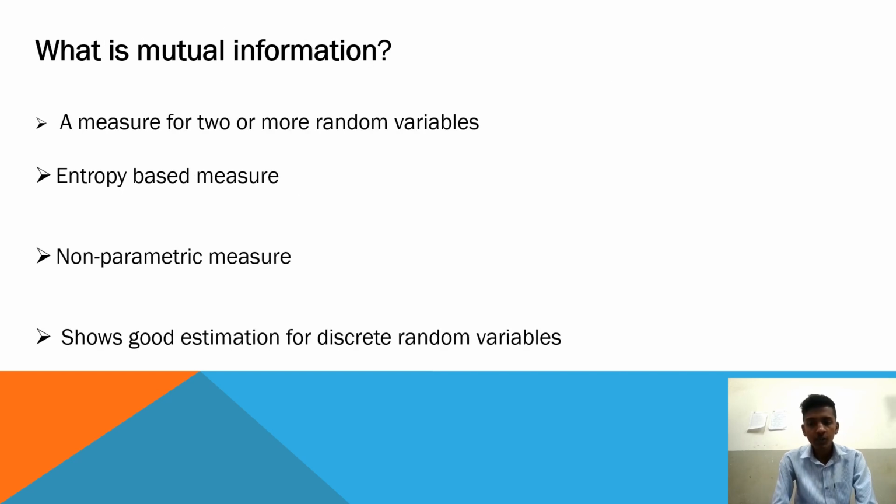Now we will see mutual information. What is mutual information? It has been shortlisted as the following 4 points. First, it is a measure for two or more random variables, and it is an entropy based measure basically. Then it is a non-parametric measure. Third point. And the last point is that mutual information shows a good estimation for discrete random values.